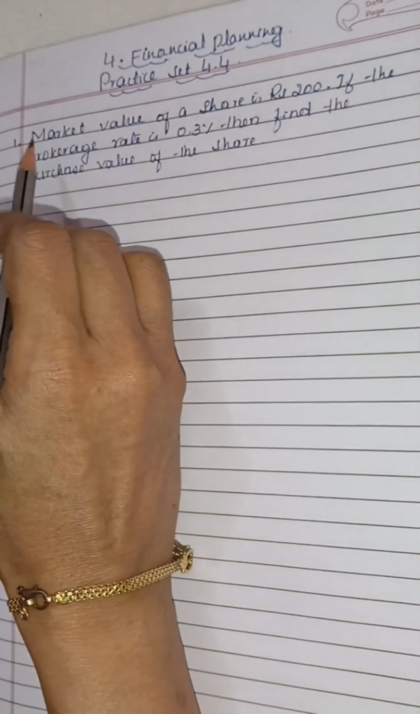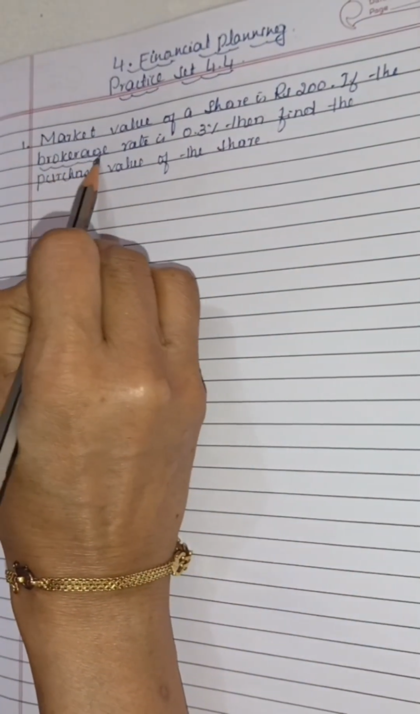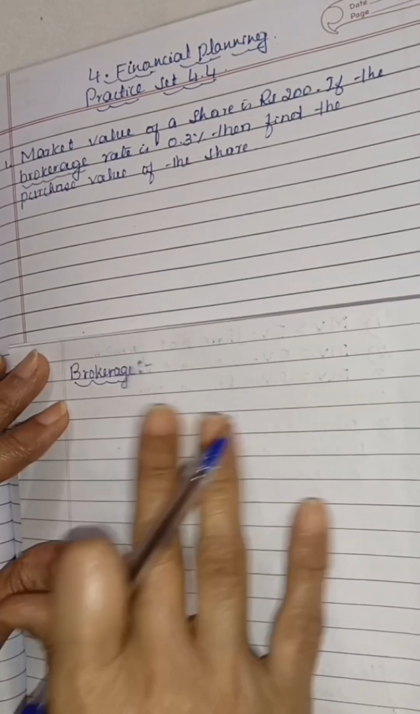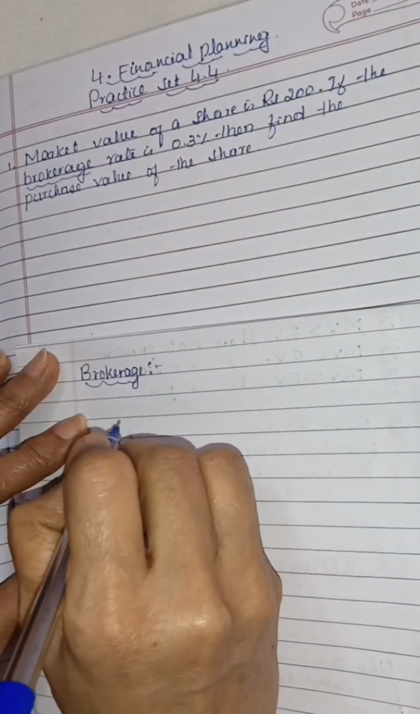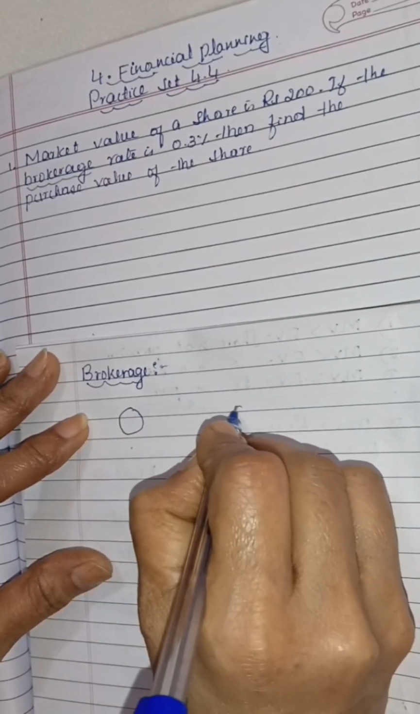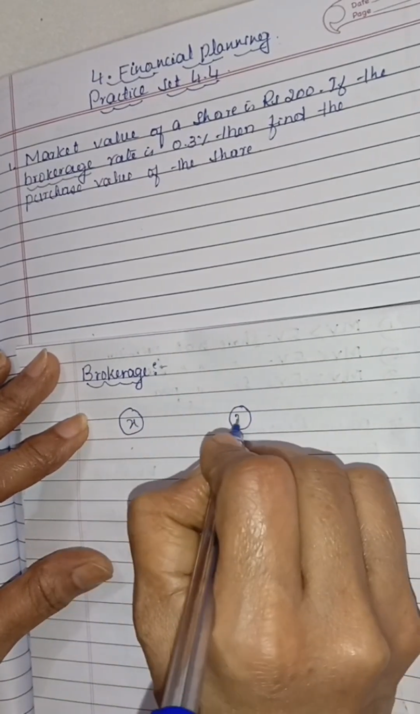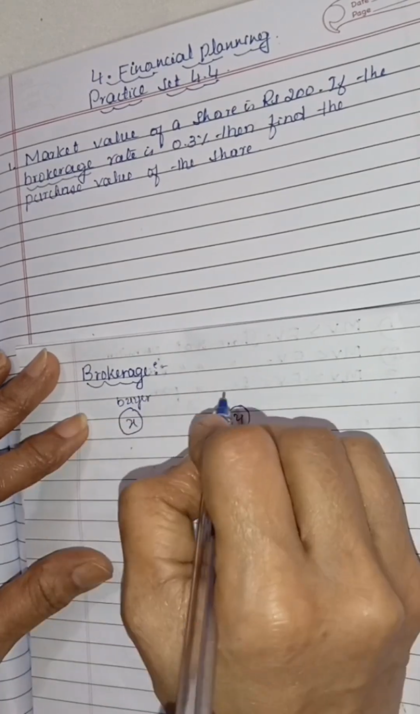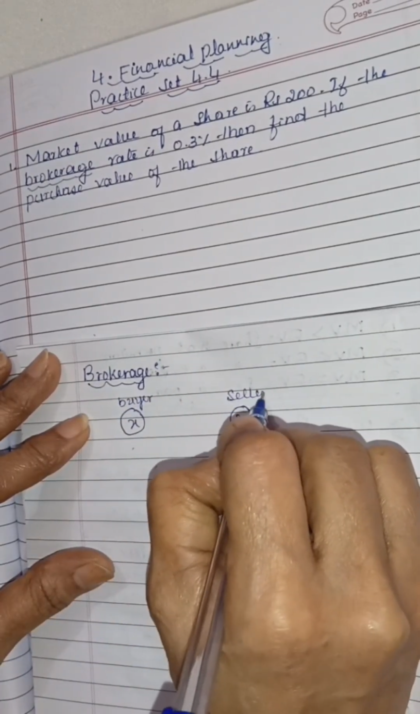See here, the word brokerage. First, let us understand what brokerage is. Let us consider one person, Mr. X, and another person, Mr. Y. He is a buyer of shares, and he is a seller of shares.